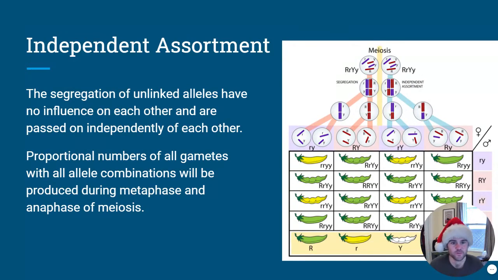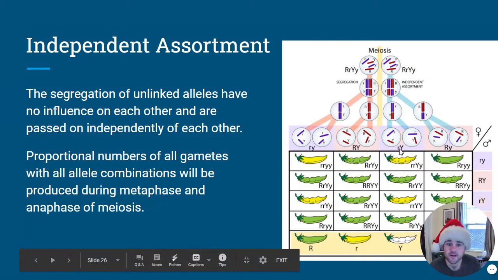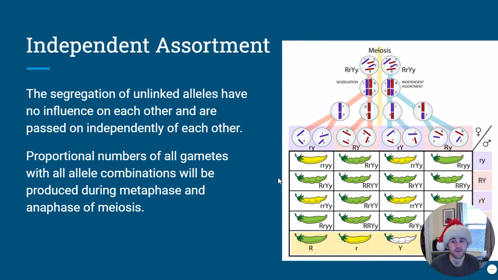So that process of independent assortment, which means that each pair of homologs can line up differently, means that different genes are not linked together if they're on different chromosomes. Inheriting one doesn't mean you also inherit another. And this is what builds the foundation for making bigger Punnett squares, is we can take those possible combinations of alleles and put them on either side, and we will get all possible offspring. And this is because those proportional numbers of all gametes with all those different combinations are produced through meiosis.